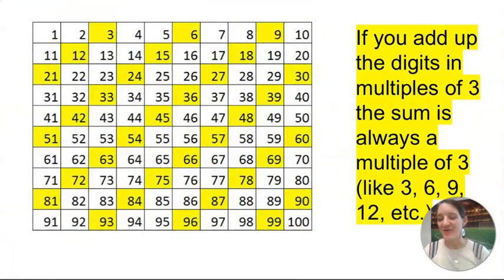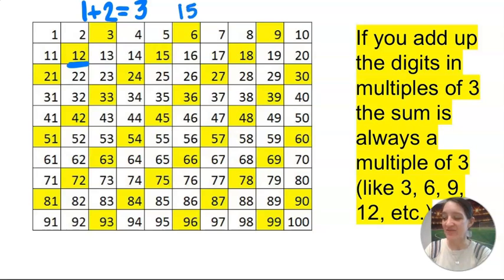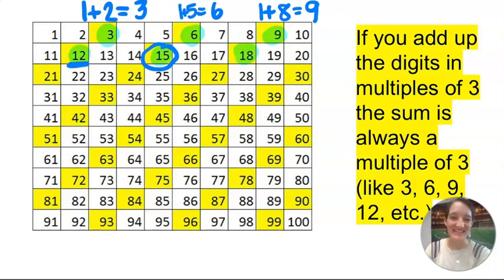I'll tell you. So here's the trick with multiples of 3. If you add up the digits, here's what I mean by that. This is 12. If you add up 1 plus 2, you're going to get 3. If you add up 1 plus 5, like we have 15 here, we get 6. If you add up 1 plus 8, we get 9. What you're going to notice is if you add up all the digits, you end up with a sum that's either 3, 6, 9, 12, 15, or 18. You end up with something that is a multiple of 3.